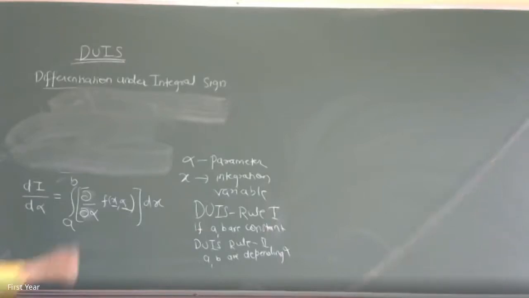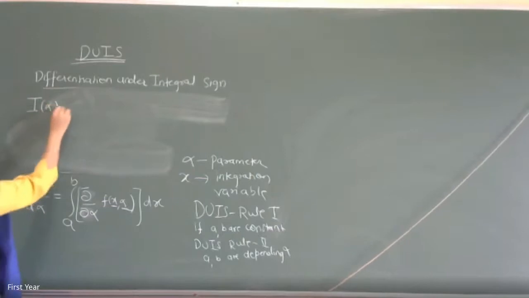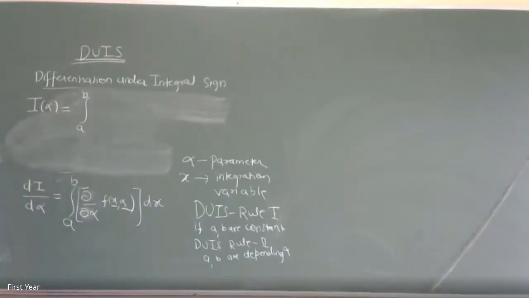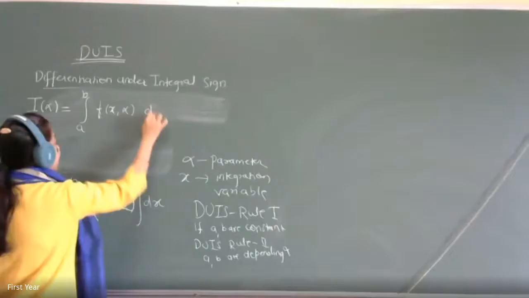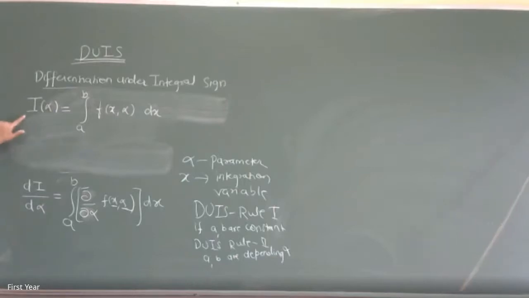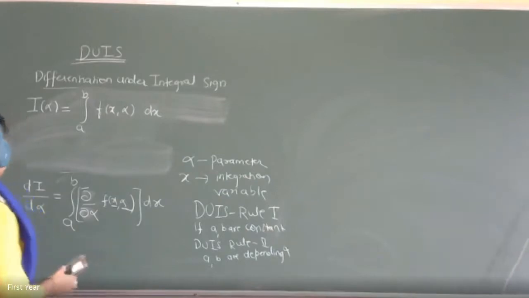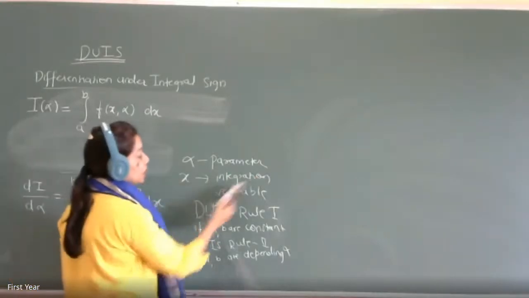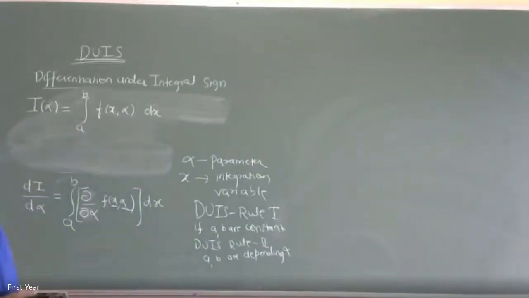Differentiation under integral sign means to solve integration of the type I of alpha equal to integration from a to b of f of x comma alpha dx, where x is the integration variable and alpha is the parameter variable.